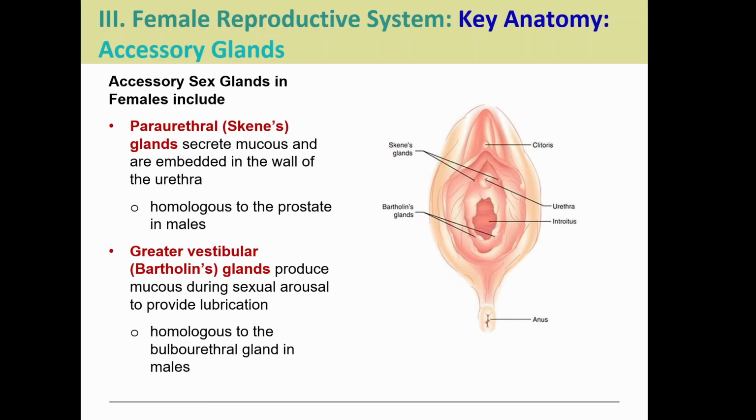So if we see where they're coming from, right here is the urethra. We see the Skene's glands opening on either side. And then here is going to be the opening to the vagina, and the Bartholin's glands down here, these little openings down at the base of it.